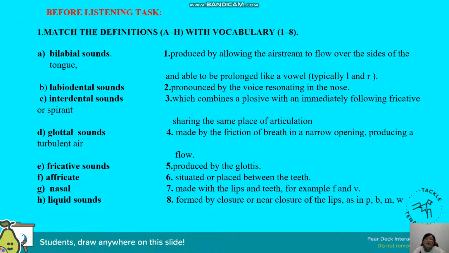Now we are going to watch a video about the classification of articulatory phonetics. Before the listening task, first, match the definitions with vocabulary. You have 3 minutes. Thank you.